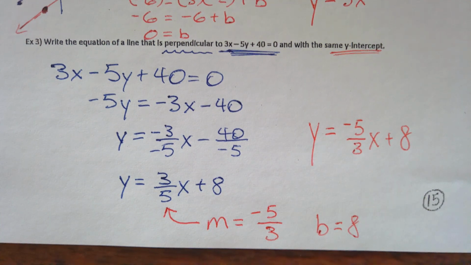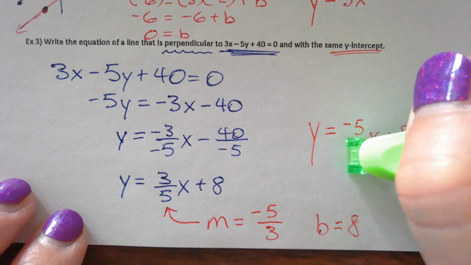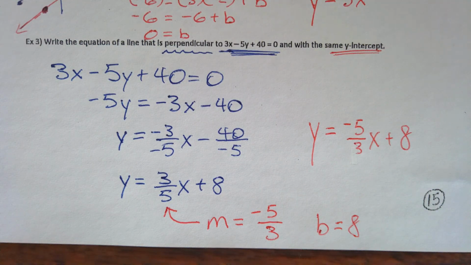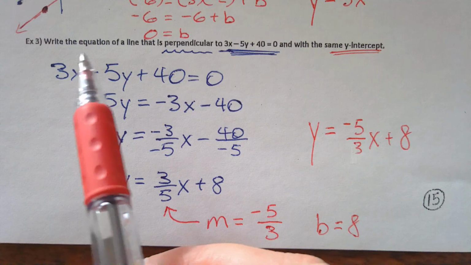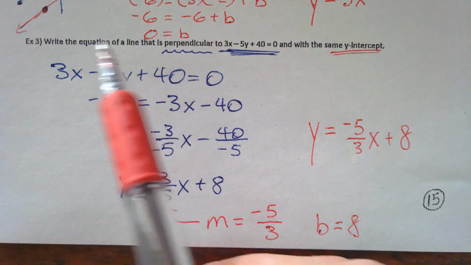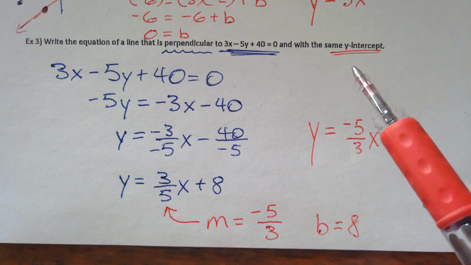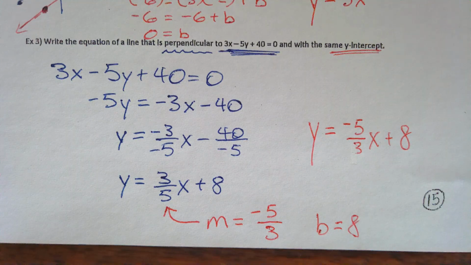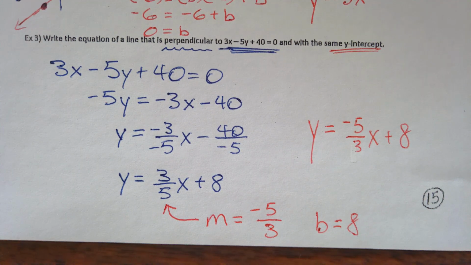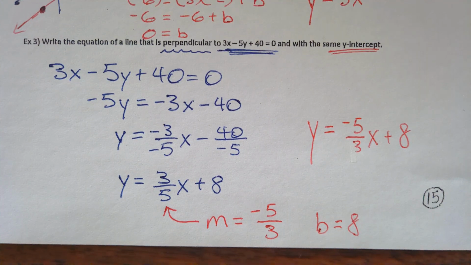Oh, and on the last assignment, some of you wrote -5/3 plus 8, and that x disappeared. It's another silly mistake, careless mistake. Sometimes students get confused with the question because they're thinking, find the equation, but I'm given the equation. You're finding the equation of the second line. That's why I know some people get confused.